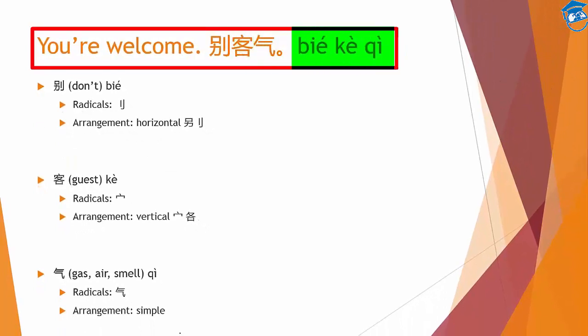You're welcome. So if people say to you thank you, you can say 别客气, which means you're welcome. Okay, so the three words here are new words. So let's start with the first one. 别 means don't. Okay, so if you want to prohibit someone from doing things, you can use 别. And this is the pinyin, and this is the radical, the one on the right side. And the arrangement is horizontal, consists of the two components here.